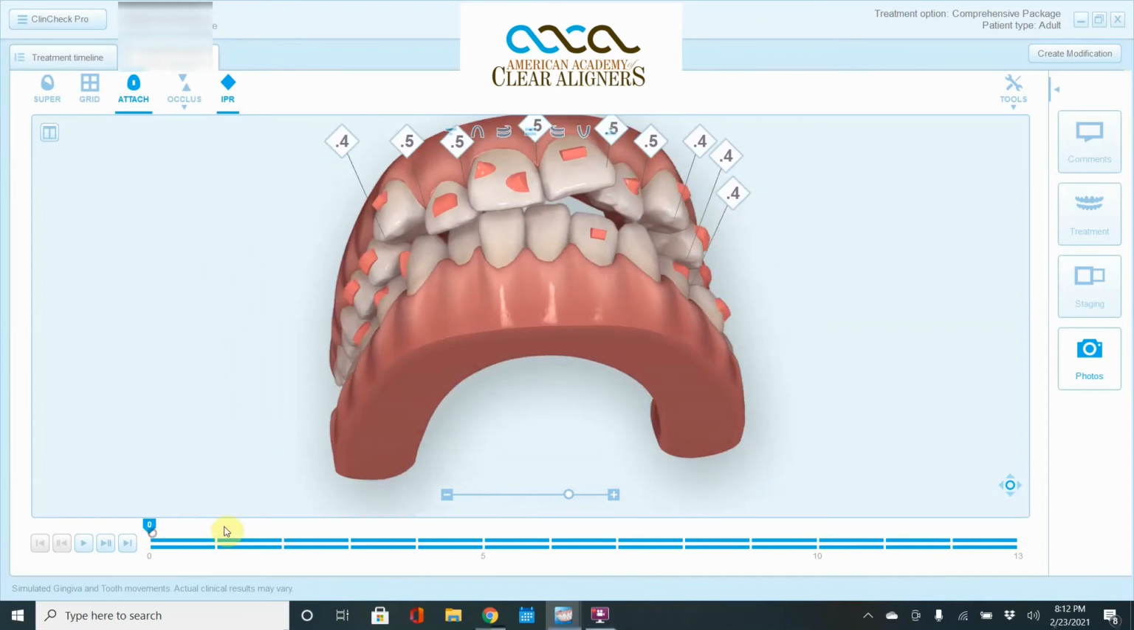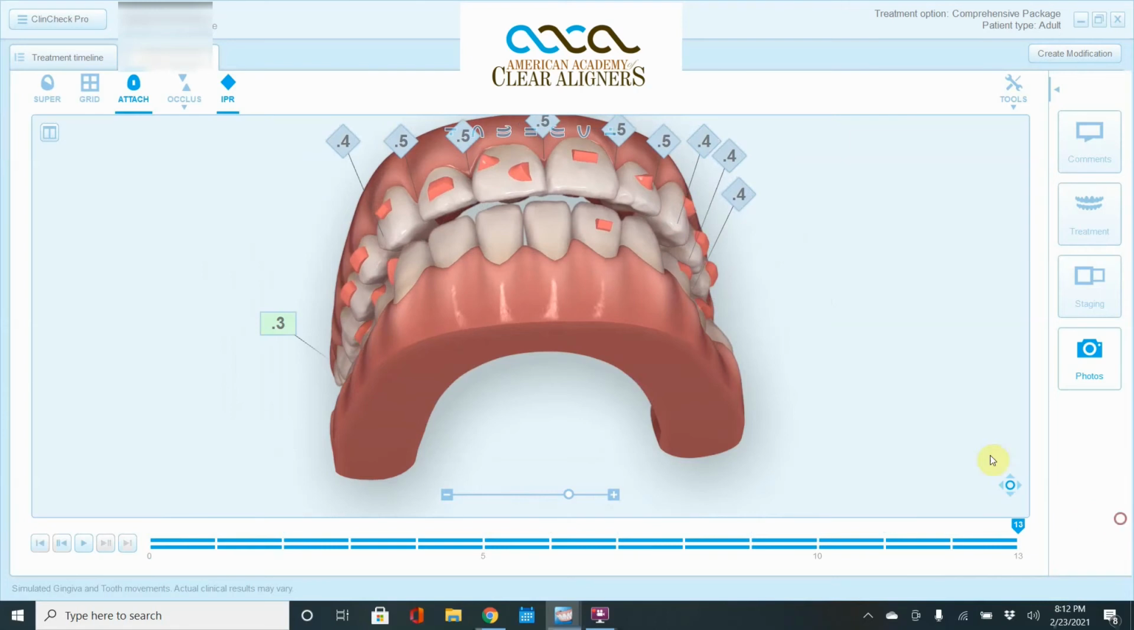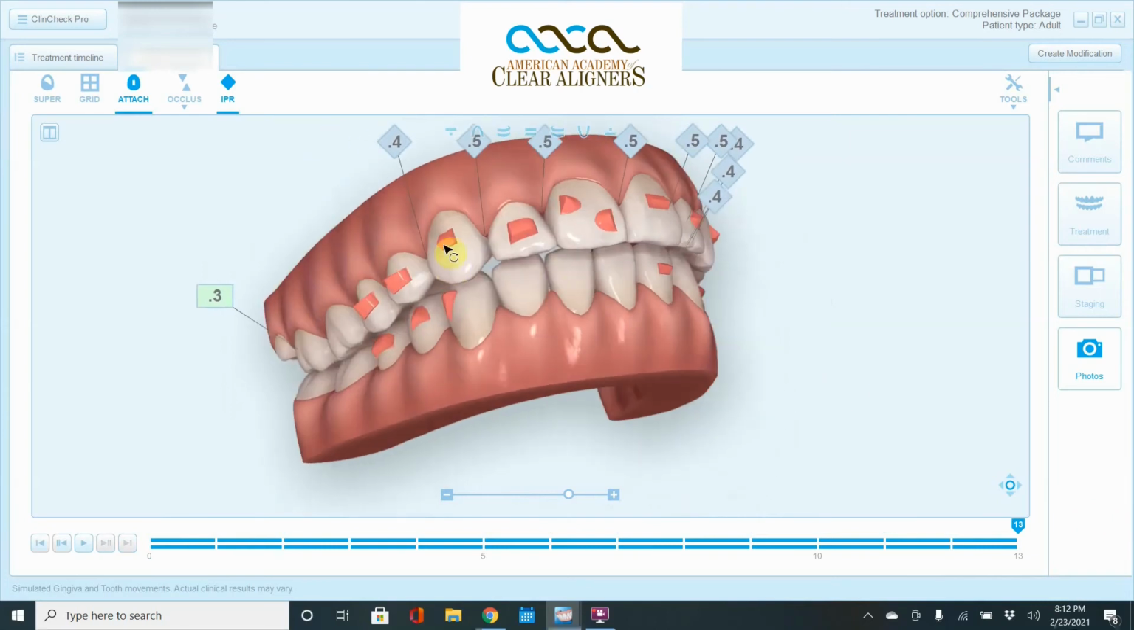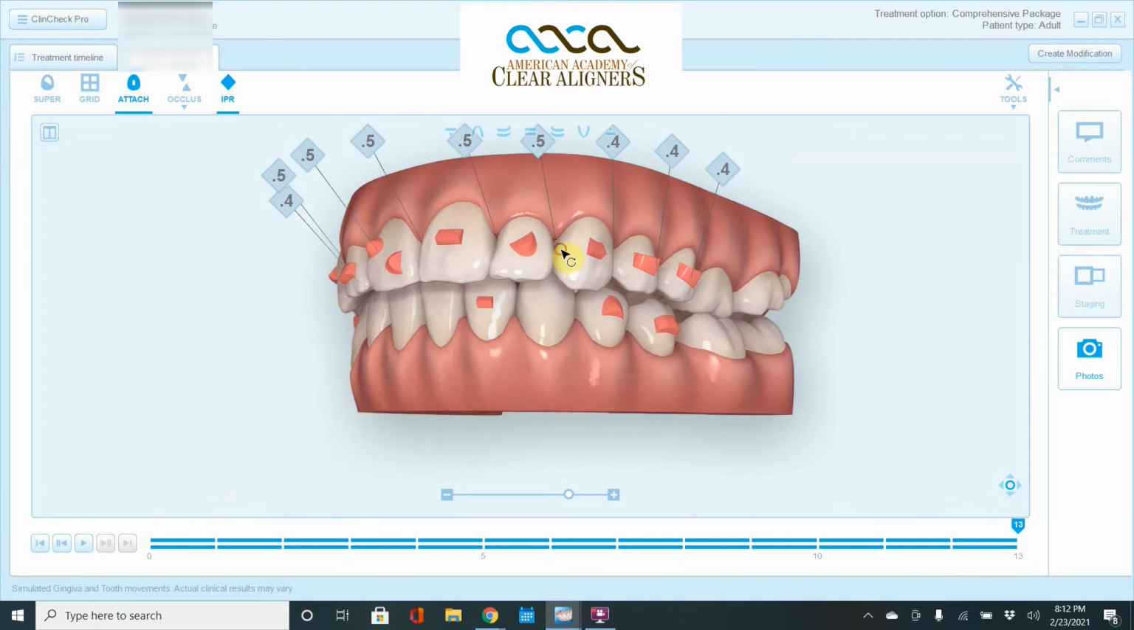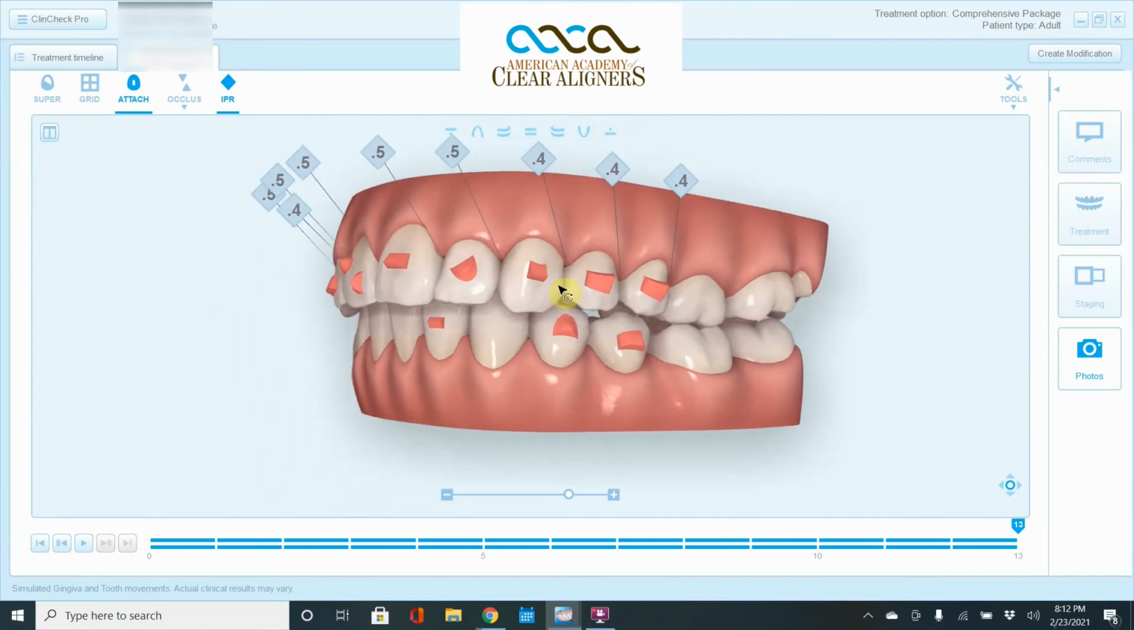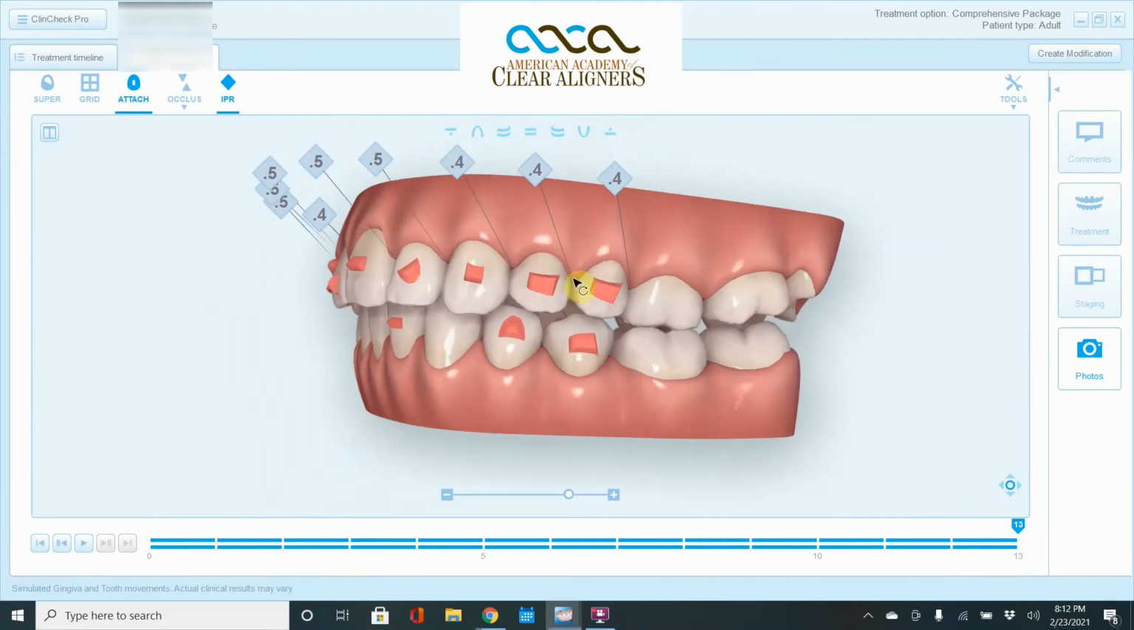So they do a lot of IPR and really push the limits, going 0.4, 0.5, 0.5, 0.5, 0.5. Now, I like to stop IPR distal to the canine. Distal to the canine is the furthest back that I like to do IPR. I don't like to do what they call posterior IPR, which means distal to the first premolar, distal to the second premolar, certainly distal to the third molar.